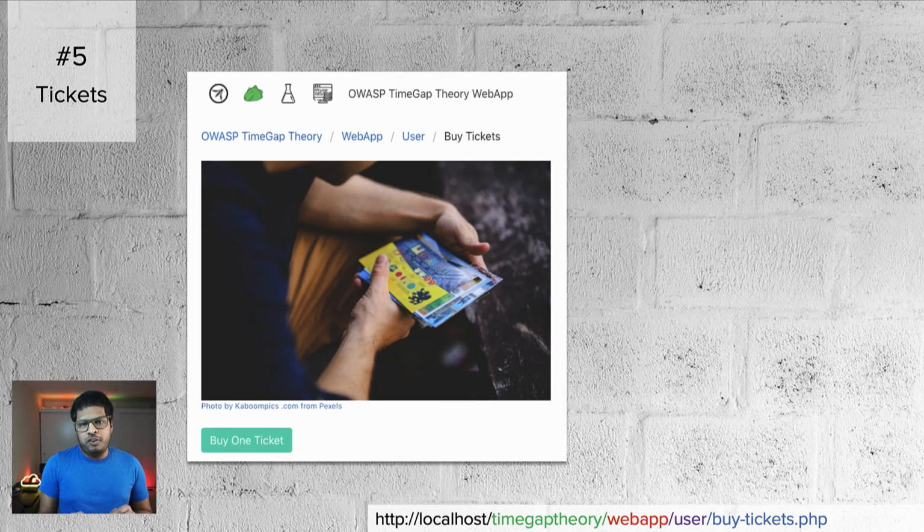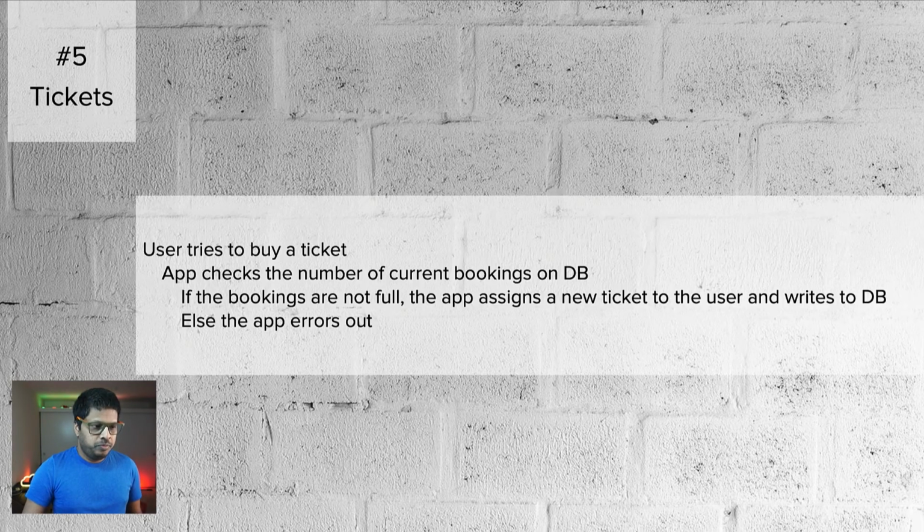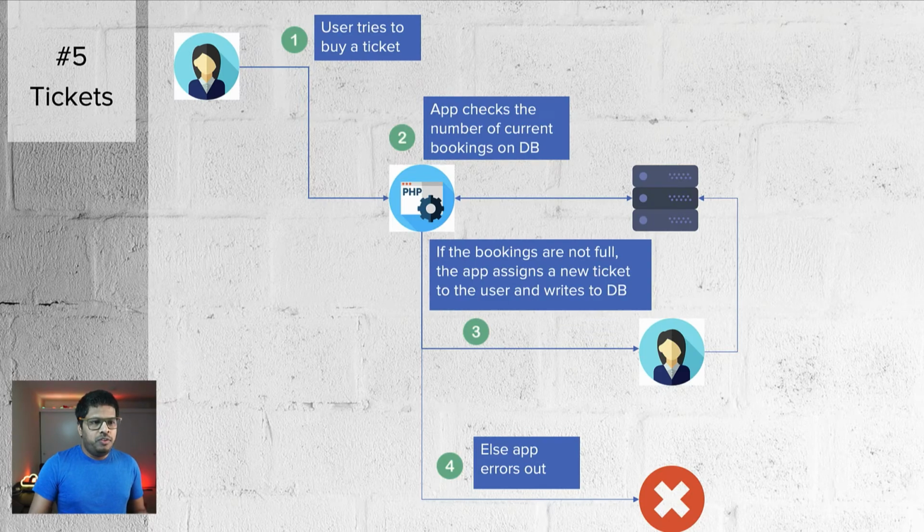In this challenge, there is only one ticket available for all the users, and whoever clicks on the buy one ticket first will get the ticket. Now, this is how a higher level flow would be. The user will be trying to buy a ticket. The application will check the DB to see if someone else has booked the ticket or not.